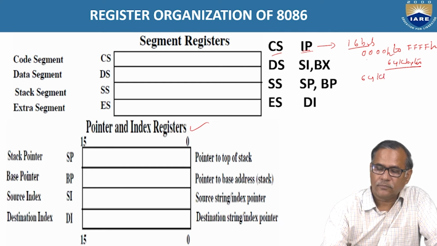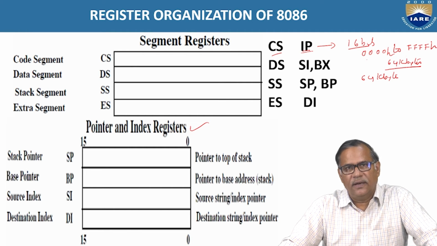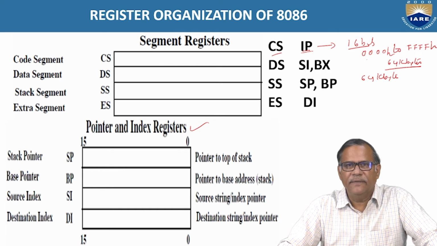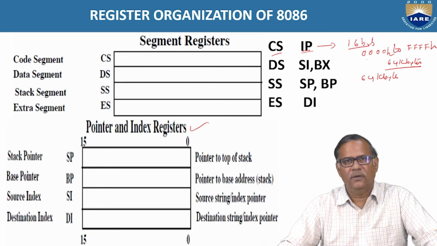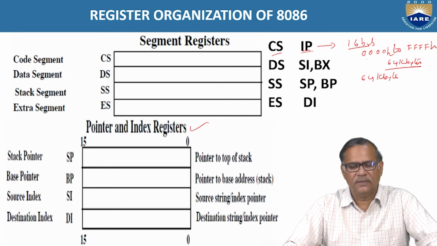Similarly, DS contains the base address for the data segment and the corresponding offset address is stored in SI or BX. And stack segment, the important data is stored with the CPU in the stack and this is retrieved in times of need, and the stack segment also has pointer registers SP and BP, which are 16-bit. And the extra segment is used to store the additional data.